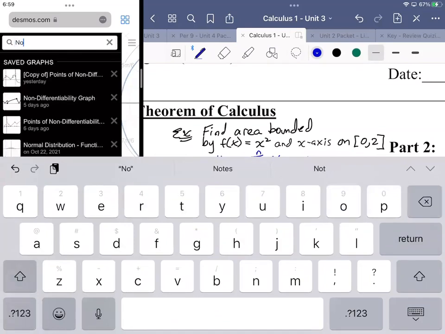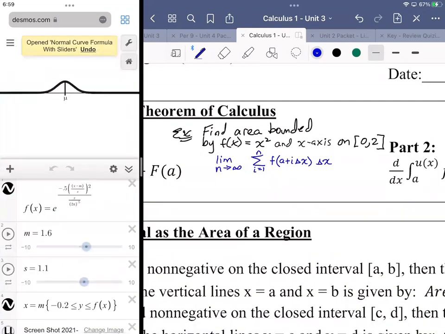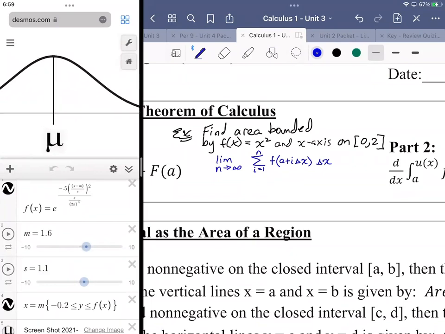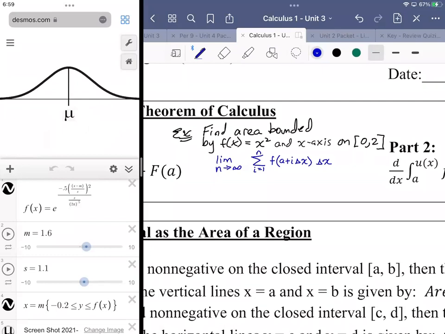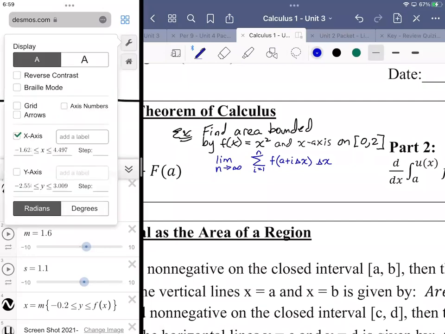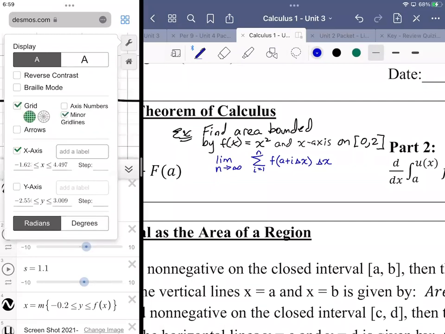Normal curve formula, that's the one. All right, so this function is the function of the normal distribution, right? So thinking in terms of statistics, if anybody's taken a stat class, you're definitely familiar with this. The area under this curve, even though it extends from negative infinity to infinity, I can get the axis in here, the grid and the axes.